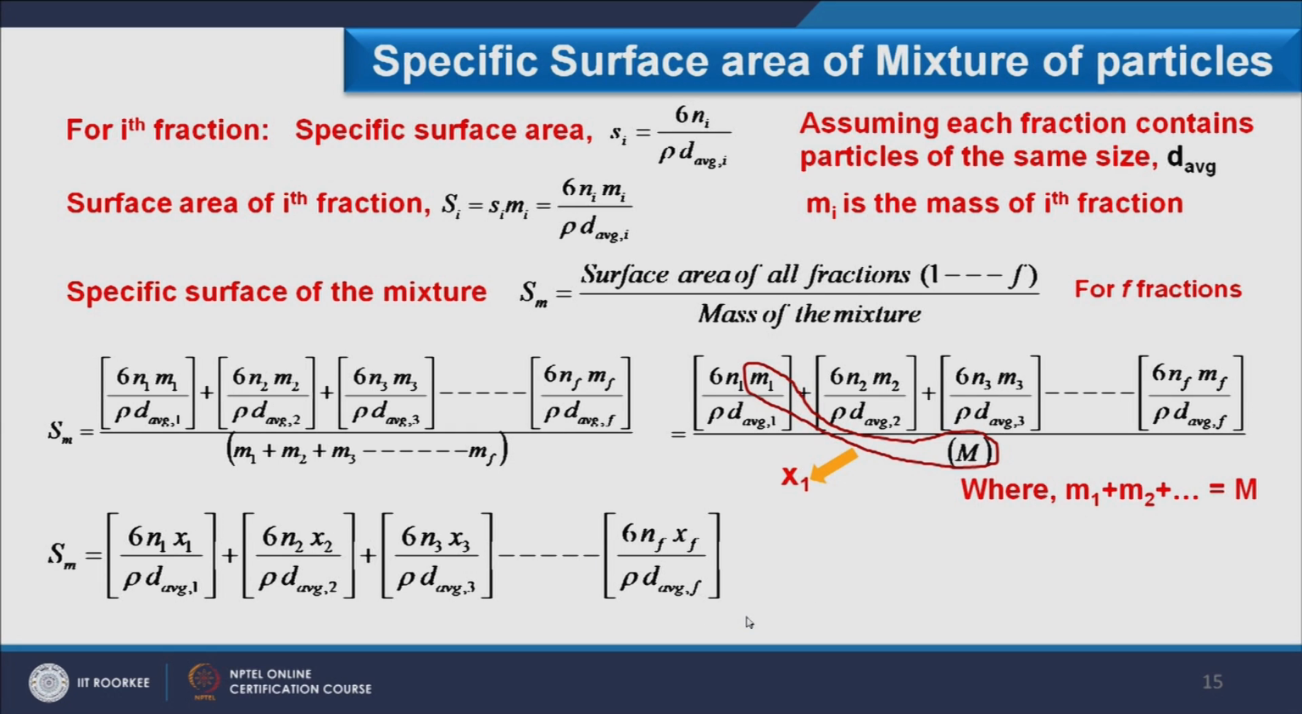If we want to write this in a generalized form, that is Sm is equal to 6 by rho, because 6 by rho is common in all, because we are dealing with the same material. So, density would be uniform, and here we have a summation where i moves from 1 to f of Ni xi by D average i. This is the expression for surface area of a mixture of particles.